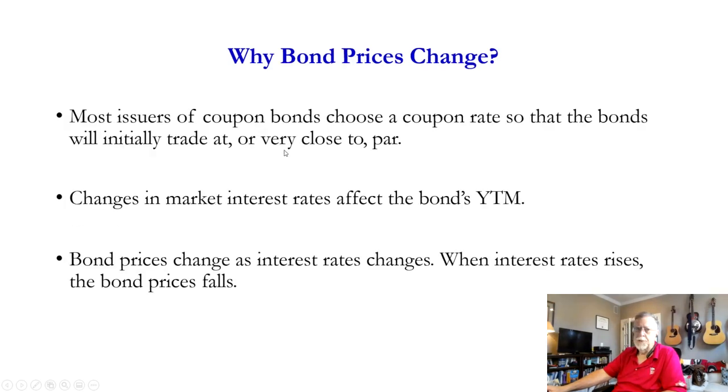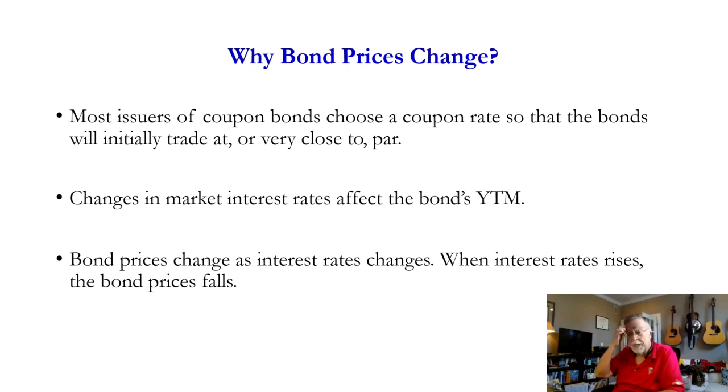Bond prices change because most of the issuers of the bonds choose a coupon rate so that the bonds initially would trade right at par. Par value means the same as the bond price. If the face value is 1,000, they want to charge as close to 1,000 as they can. But changes in the market interest rates affect the bond's yield to maturity. Think about it this way: you invest in a 5-year bond, and your money is locked up for 5 years. As interest rates fluctuate, your money is still stuck there. And so as they continue to sell the bonds, they have to adjust these prices to make it more attractive for people to buy them.